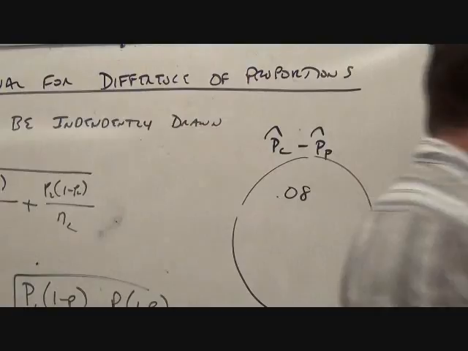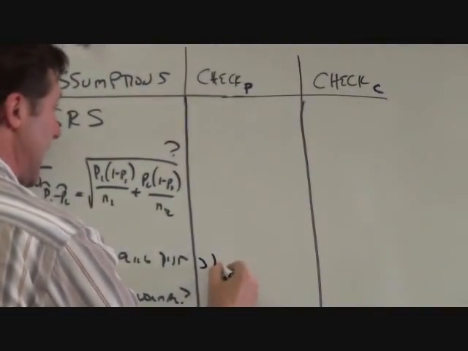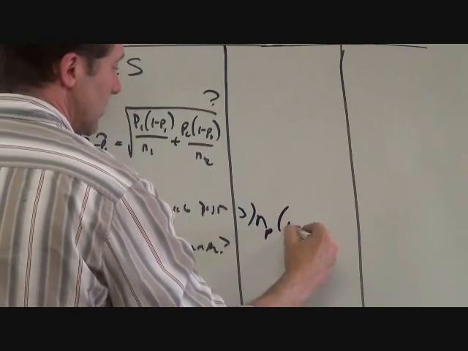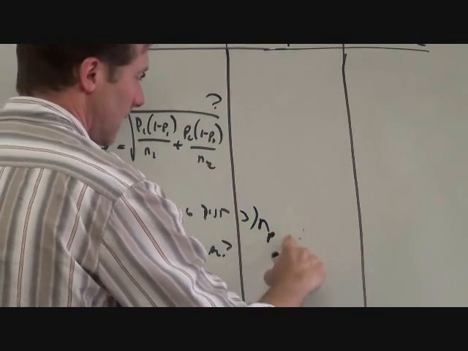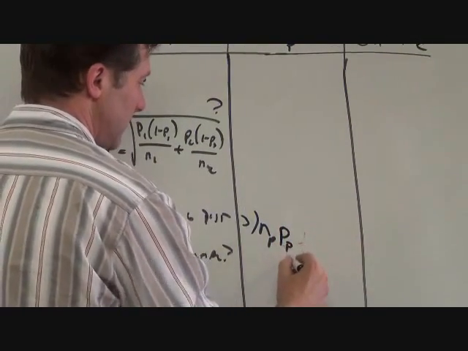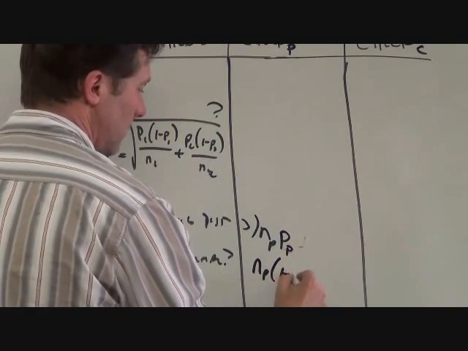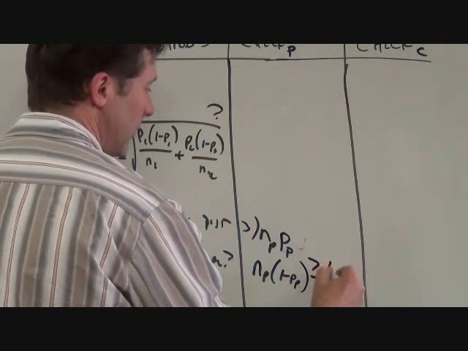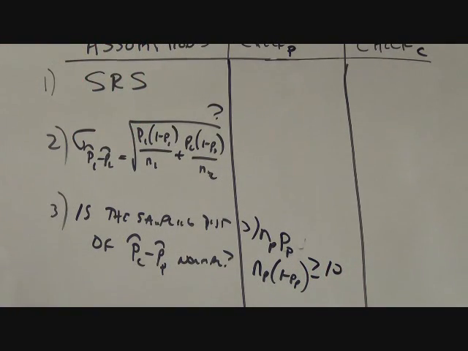All right, what is our formula that we have to look at? Well, it would be n sub p times p sub p, and n sub p times 1 minus p sub p, both have to be greater than or equal to 10. And do we have a problem here?